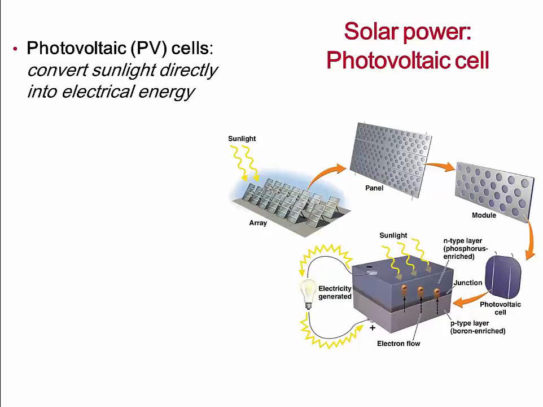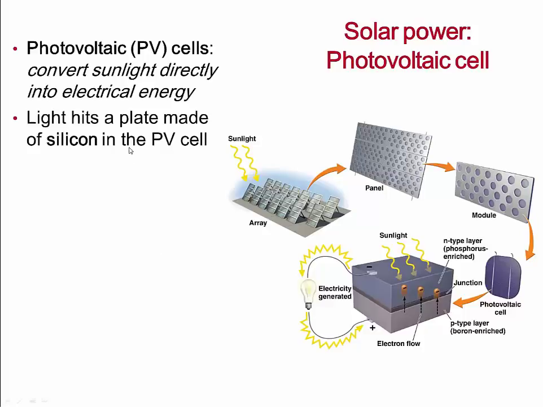What is that photovoltaic cell? This is the close-up of a photovoltaic cell. It has two types of, let's say, substances. Okay, you don't need to know the details of this, just two types of materials. And what happens is sunlight hits this photovoltaic cell, and when the sunlight hits the photovoltaic cell, it generates electricity directly because there is a plate made of silicon in this photovoltaic cell.